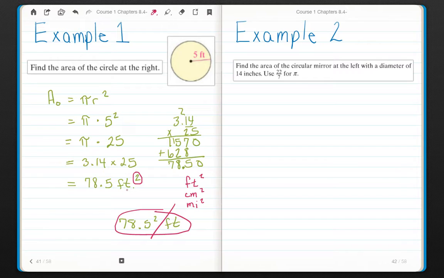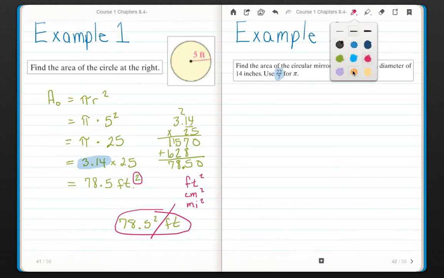Find the area of the circular mirror at the left, which I apologize I didn't put a picture of, with a diameter of 14 inches. Use 22/7 for pi. So this is the alternate value for pi. It's the fraction version. You can either use 3.14 like we used over here, or you can use the fraction. Most people prefer to use the decimal. So unless you're specifically told to use the fraction, you can use the decimal or the fraction, whichever you prefer.